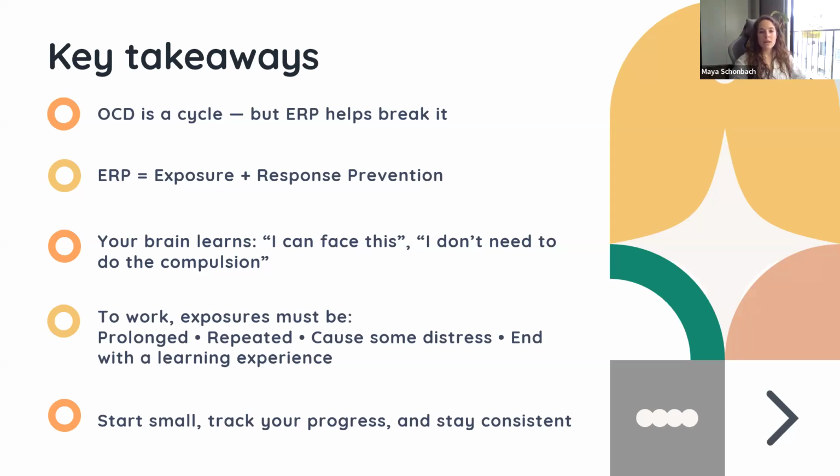So for ERP to work, there are some key ingredients. First of all, the exposure needs to be planned, not done in the heat of the moment. It should also be prolonged, long enough for the learning to actually happen. It needs to be repeated often enough for the habituation to happen. It should bring up some level of distress, but not overwhelm you. And it needs to end with the learning experience of understanding that this is our goal, not zero anxiety. And then really key is to start with small steps.